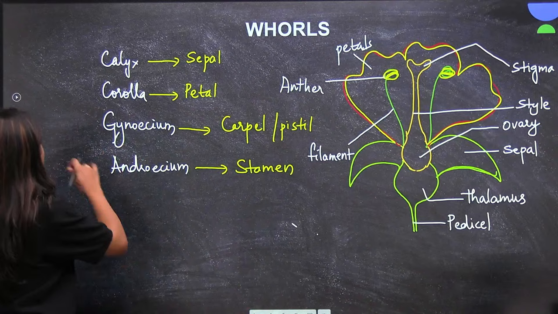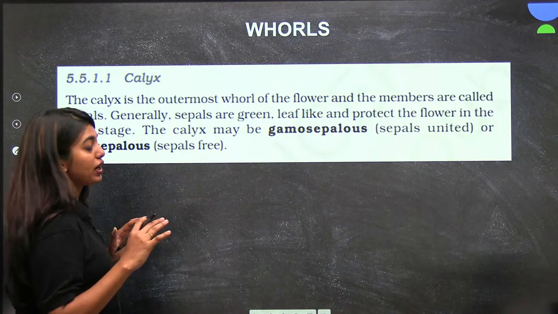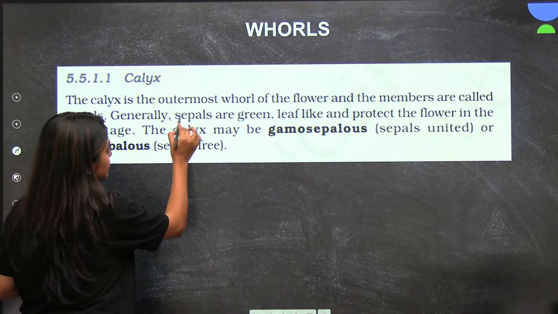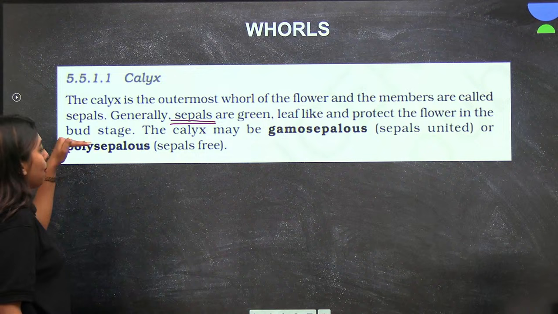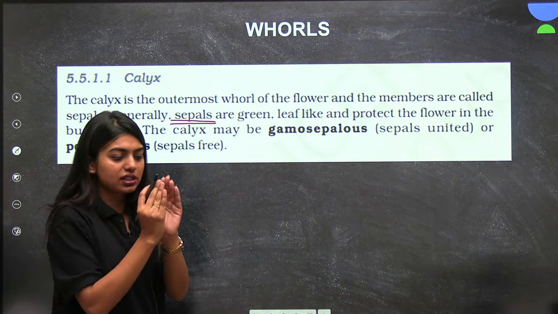Now, we study the whorls. In the whorls, depending on whether they are united or separated, we have certain names for them. We studied the calyx, and we know that the sepal is its single unit. The sepal is green, leaf-like, and protects the flower in the bud stage. Have you seen a bud? It looks green at first, and the tip shows a small pink or red flower. So, the sepal will protect the bud.